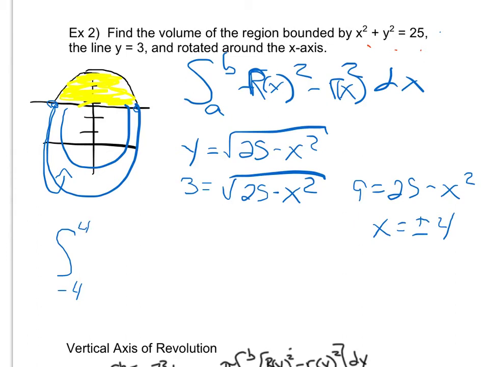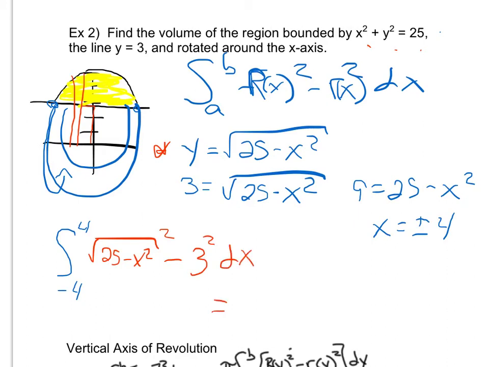If I look at my rectangles, my big R is going to be this here, which is under the curve y equals the square root of 25 minus x squared, minus my little radius, which is under that line there, which is y equals 3, dx. And then I'm going to go ahead and put that into my calculator, and when I do, my calculator gives me approximately 268.083 for the volume of that solid that is created.